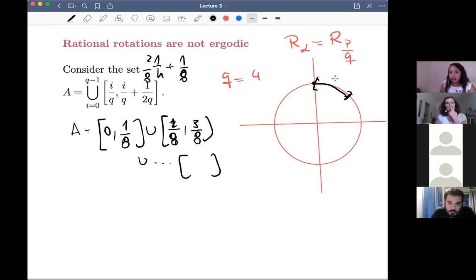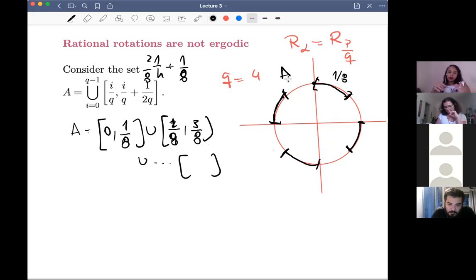So the length of it is 1 over 8. The next one is 1 over 8, 2 over 8 to 3 over 8. So it's half of the length of, I divided in 4, so it's half of each part of 4. And the next is here, and the last one is here. So the set A is the union of these 4 arcs in black. That's my set A.